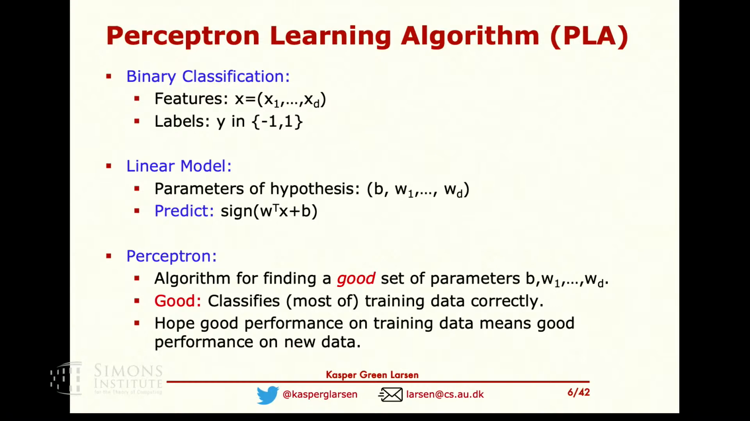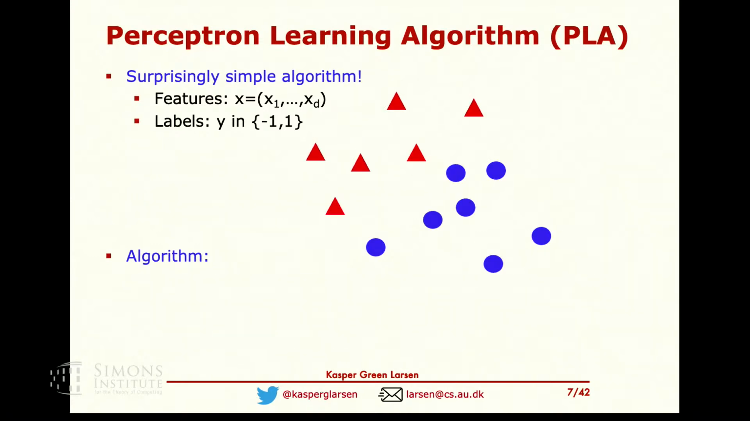When we need to make new predictions. I'll come back to this in the last half of the talk, doing it a little bit more formally. So this perceptron learning algorithm is, I guess, the simplest algorithm you could almost come up with.